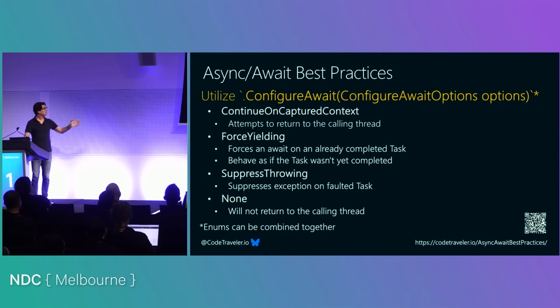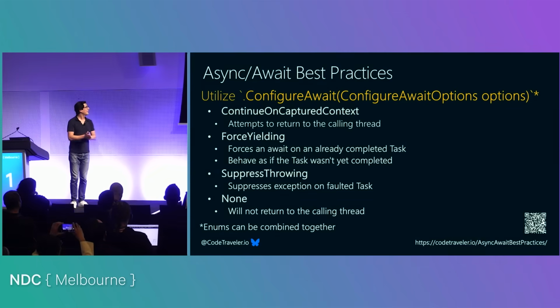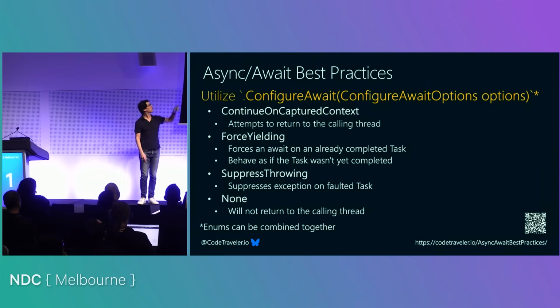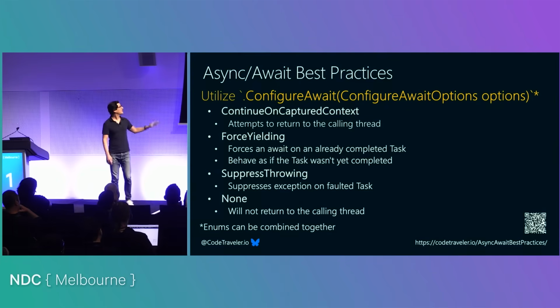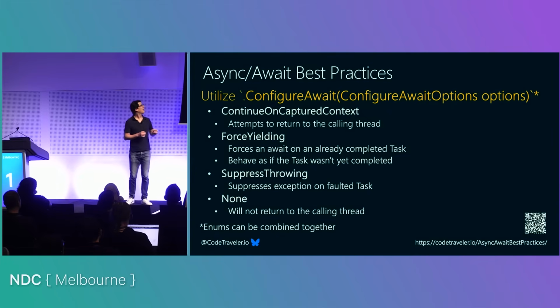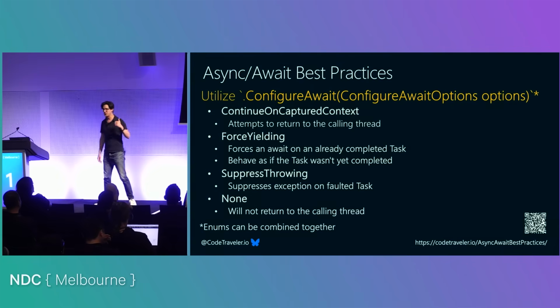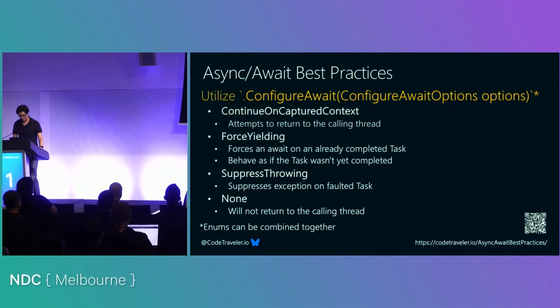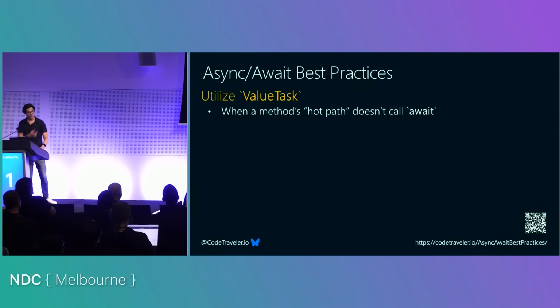And then also we have configure await options. These are kind of the new hotness that came out in .NET 8. If you want to be a little bit more explicit, instead of saying configure await true, you could say configure await options dot continue on captured context. Or if you want to do crazy stuff like suppress throwing, which you better have a real good reason, I'm gonna ask some questions when I see that in a PR. You can chain these together because they're all enums. So you can force yield, you can suppress throwing, and you can not return to the calling thread all at the same time.